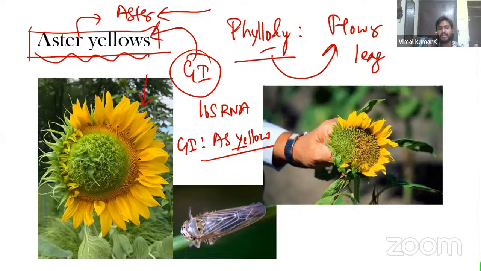Don't think too much about this. The thing is, here the species will differ. Whether it is causing phyllody or not, the name has been given as aster yellows. That's it. Did I answer your question? Yes, sir. Okay, any other doubts?